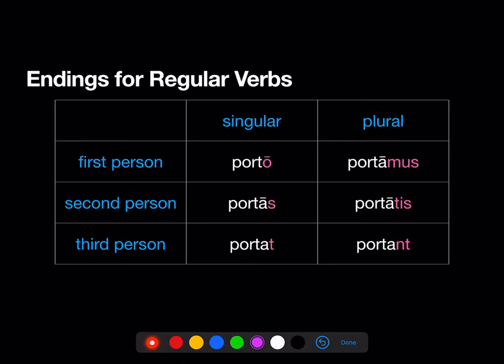So the personal endings for regular verbs in the present are o, s, t, mus, tis, nt. We have the whole chart. First person singular o, second person singular s, third person singular t, first person plural mus, second person plural tis, third person plural nt. So I carry, you carry, he or she or it carries, we carry, y'all carry, they carry.